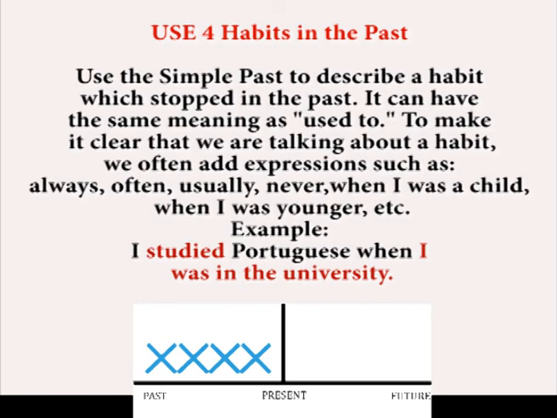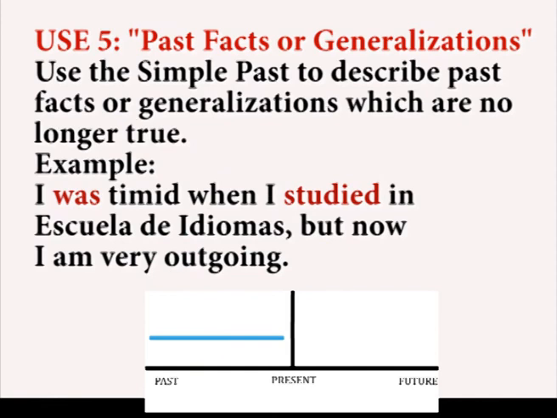Use 4. Habits in the past. Use the simple past to describe a habit which stopped in the past. It can have the same meaning as used to. To make it clear that we're talking about a habit, we often add expressions such as always, often, usually, never, when I was a child, when I was younger. Example: I studied Portuguese when I was in the university.